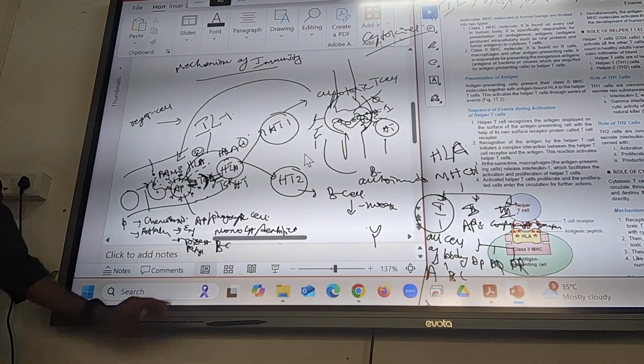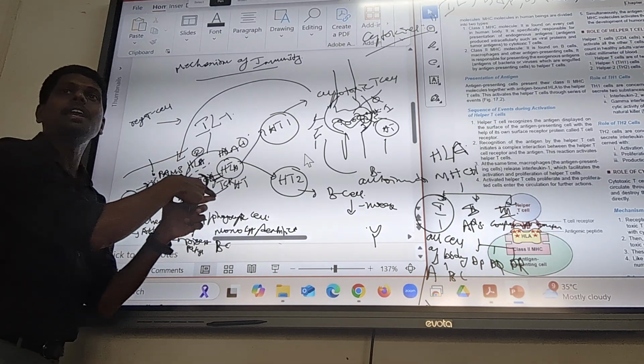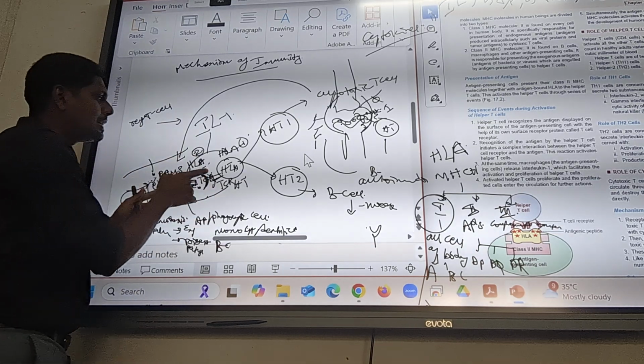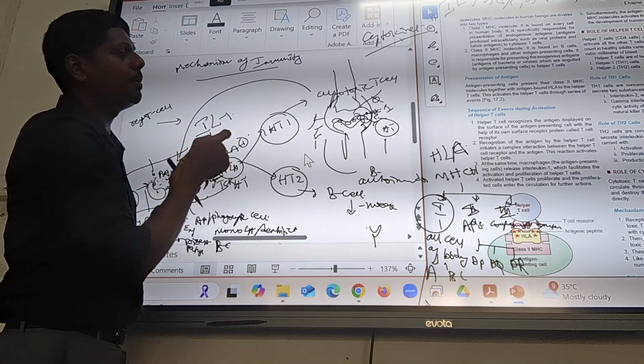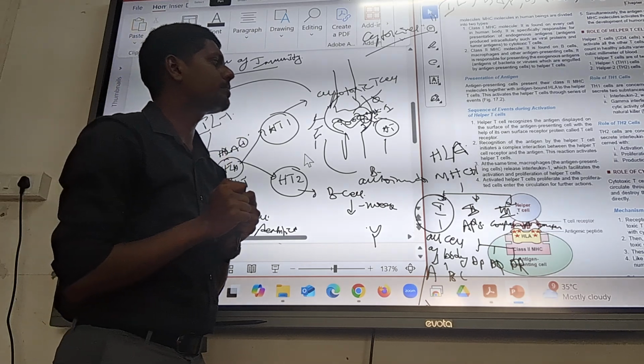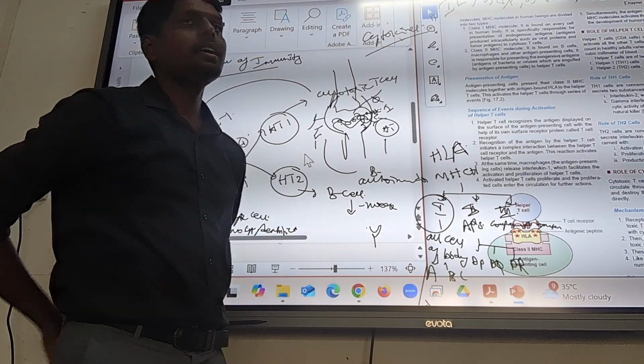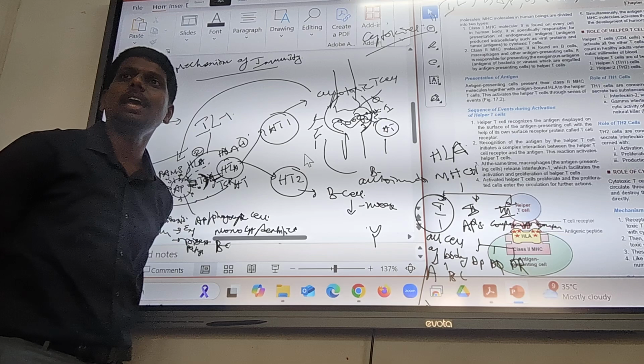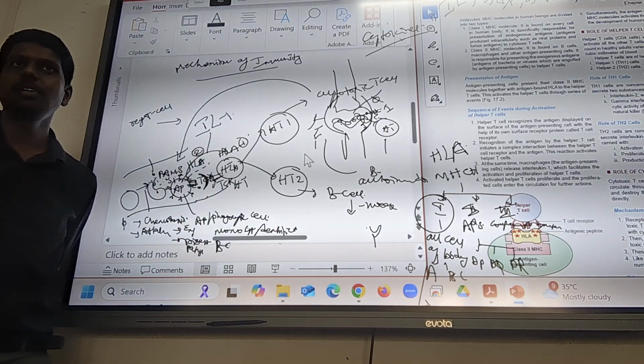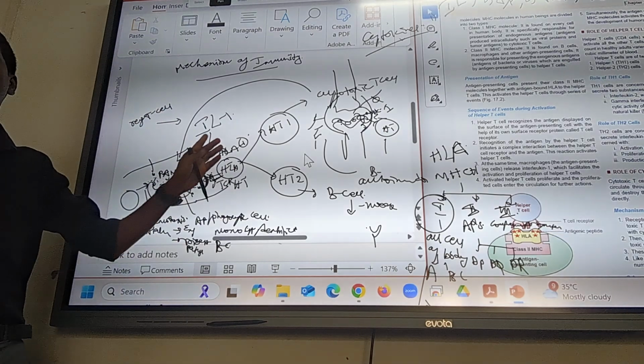Write down. With the help of interleukin 1, the macrophage has communicated with the nearby helper T cell. Clear? After this, what happens?